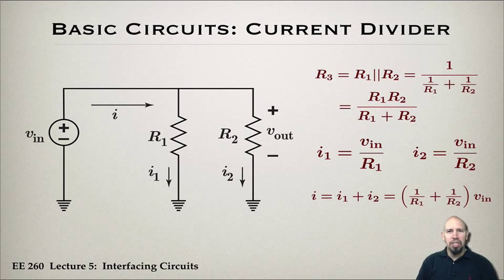It may have seemed mysterious at first when you first saw it, but now it hopefully makes a little more sense. This is the current divider. Basically the current comes in to these two resistors, part of it goes this way, part of it goes this way, and the values of the individual currents depend upon the resistance values, or rather the conductance values. So that's the current divider. That's a commonly used tool that we'll be working with: the voltage divider and the current divider.